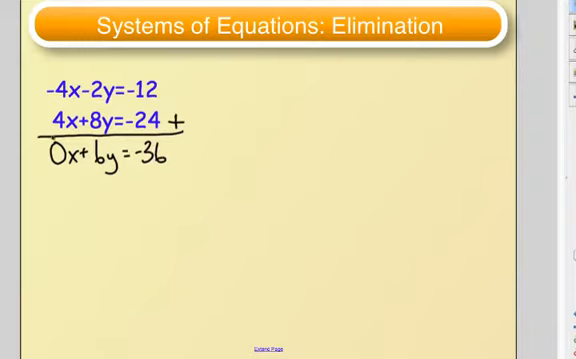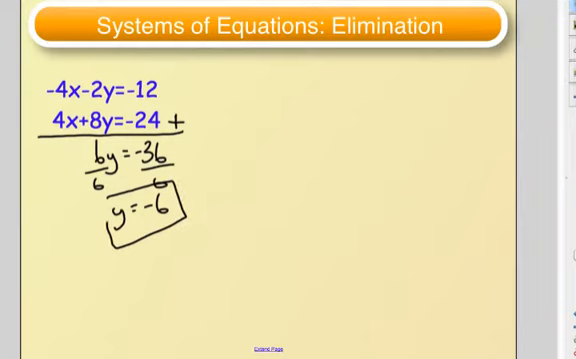Now 0x is just 0, because anything times 0 is 0, so I don't even have to write that down. I'm left with 6y equals negative 36. This is a one-step equation. I divide both sides by 6, and I get y equals negative 6. This is important, because that negative 6 is part of the solution. So my coordinate point, or my solution to this problem, will include a negative 6.